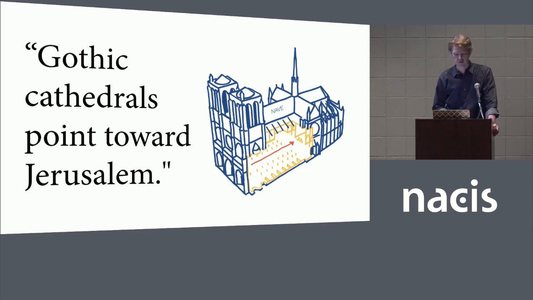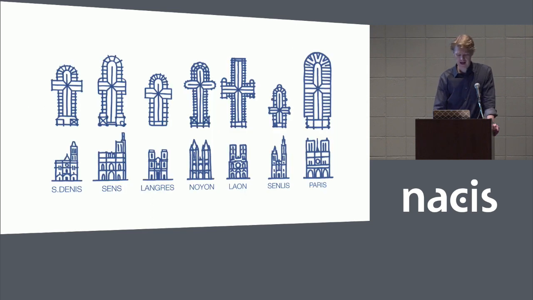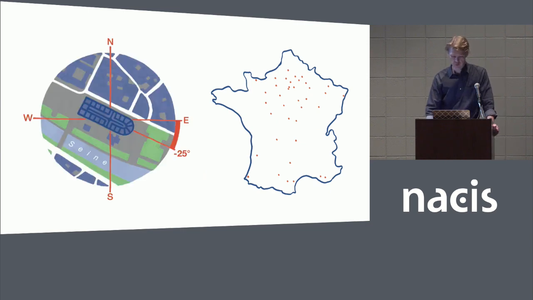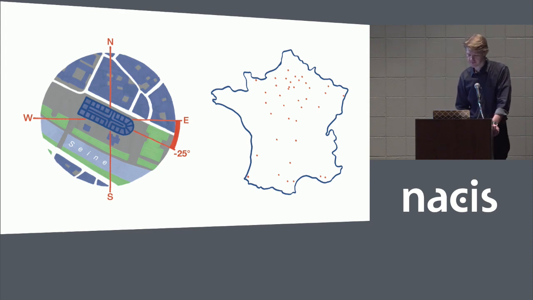So, as a data storyteller, my first job was to go out and get some data. I cataloged French Gothic cathedrals and ordered them by the date of their construction. I scattered them on a map and went around one by one on OpenStreetMap and measured their angles.